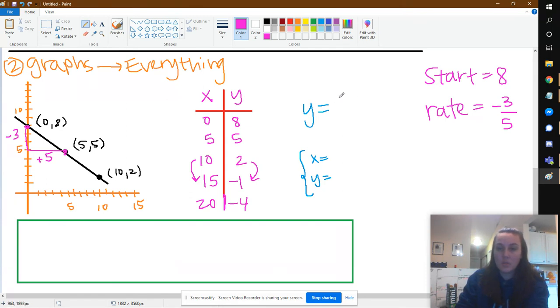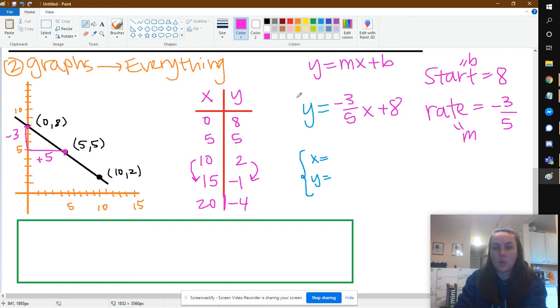For the equation, we have our rate times x plus our start, where m is our rate and b is our start. So that's our equation. Again, we're going to define our variables once we make a scenario. And then our scenario.